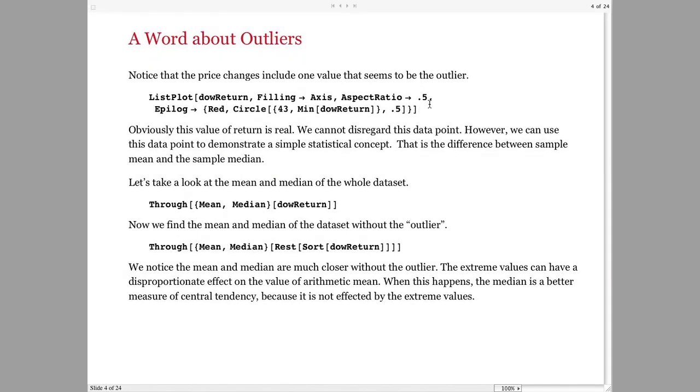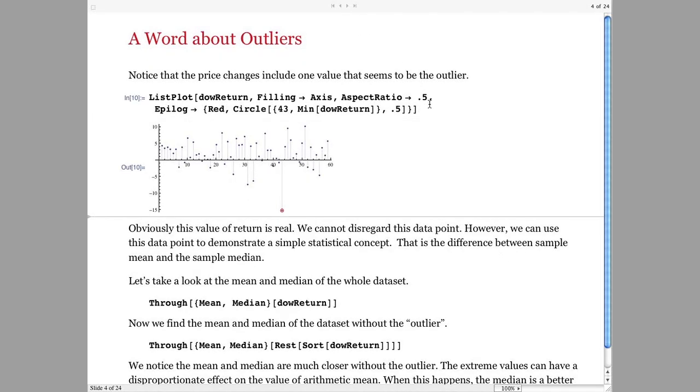Notice that the price changes include one value that seems to be an outlier. Obviously, this return value is real. We cannot disregard this data point. However, we can use this data point to demonstrate a simple statistical concept, that is, the difference between sample mean and sample median.